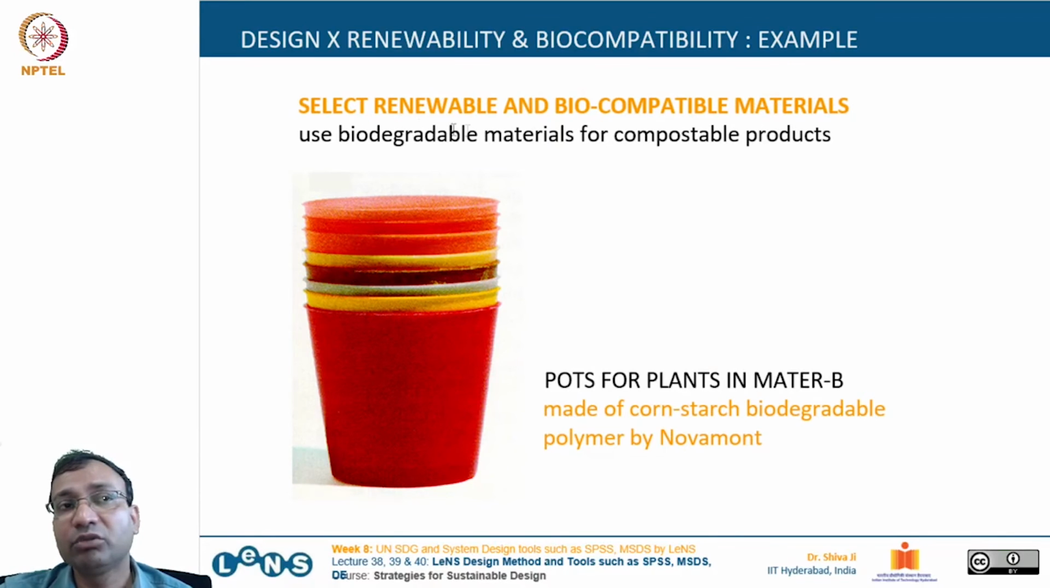Another, if you see, select renewable and biocompatible materials. Use biodegradable materials for compostable products, like pots for plants made of a cornstarch biodegradable polymer by Nova Mode. So this is a particular company and a particular product we are talking about over here. Plastic has impregnated most of our products these days. So if it is possible, why can't we use starch based biodegradable polymers, which at the end of their life cycle can go without leaving any toxic residues in the ecosystem?